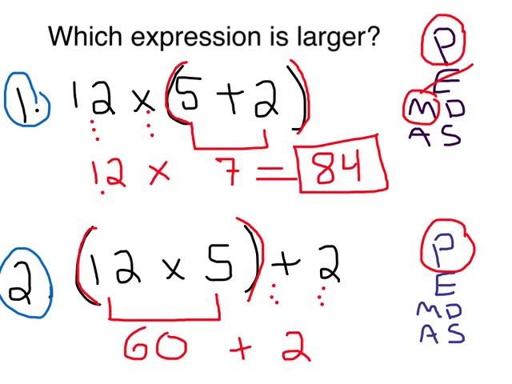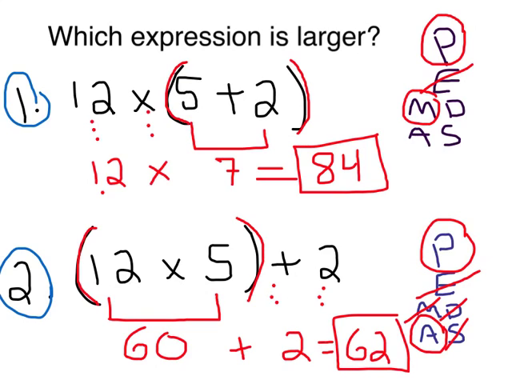I'm going to look back over here at my PEMDAS. I see that I don't have any exponents, I don't have any multiplication, I don't have any division, but I do have addition. 60 plus 2 is 62. I don't have any subtraction, so my final answer is 62. I know that number 1 was a greater or larger expression because 84 is bigger than 62.